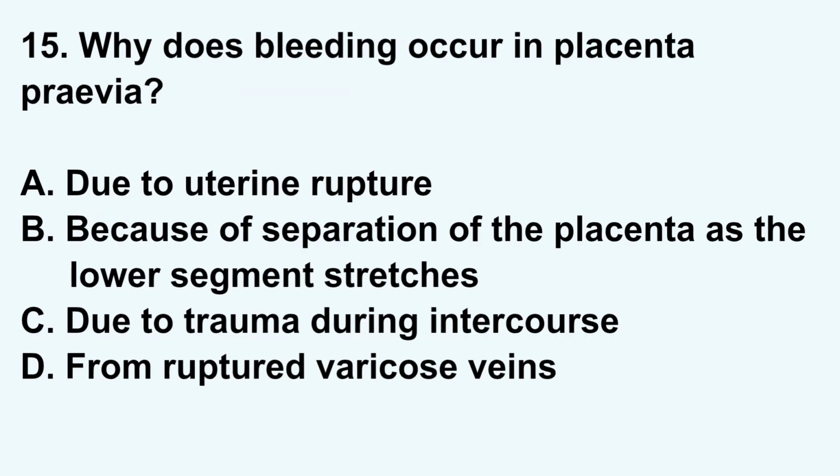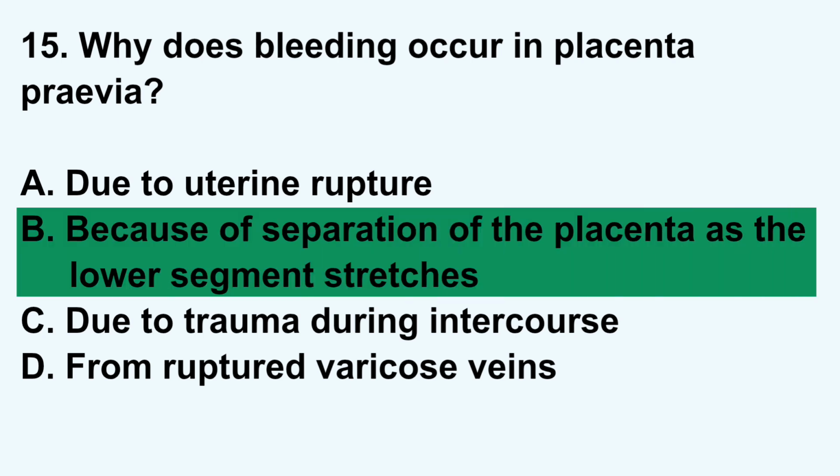Why does bleeding occur in placenta previa? A. Due to uterine rupture. B. Because of separation of the placenta as the lower segment stretches. C. Due to trauma during intercourse. D. From ruptured varicose veins. Correct answer, B. Because of separation of the placenta as the lower segment stretches.